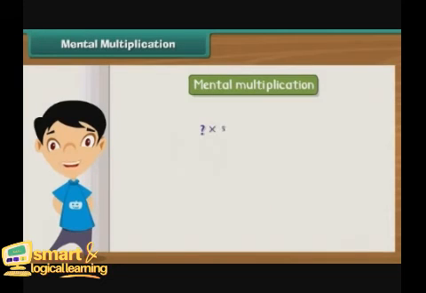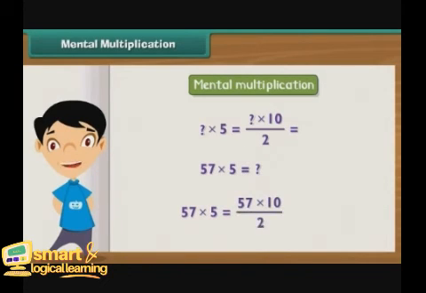To multiply a number by 5, multiply the number first by 10 and then divide the result by 2. For example, to multiply 57 by 5, first multiply 57 by 10 to get 570. Now divide 570 by 2 to get 285 as the result.